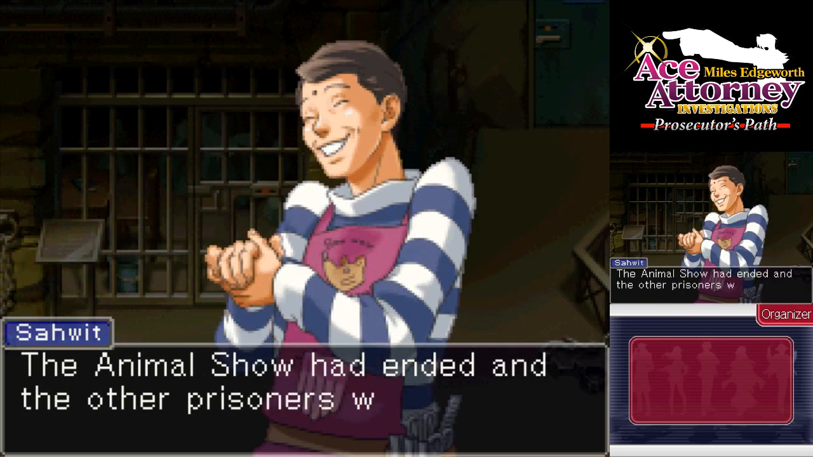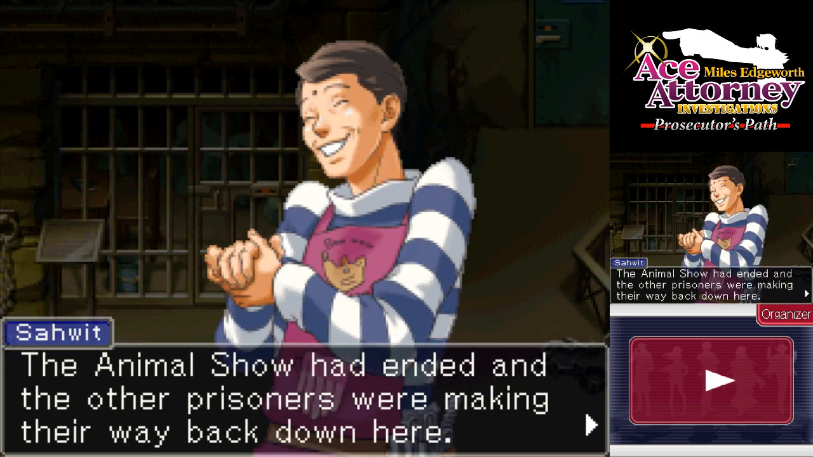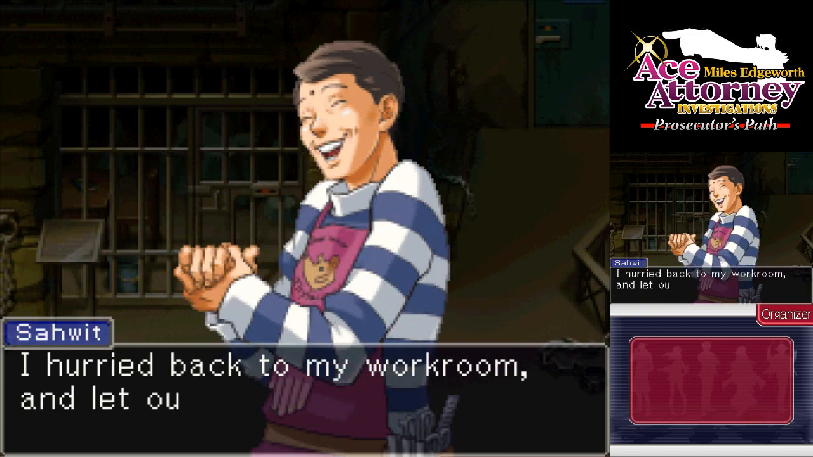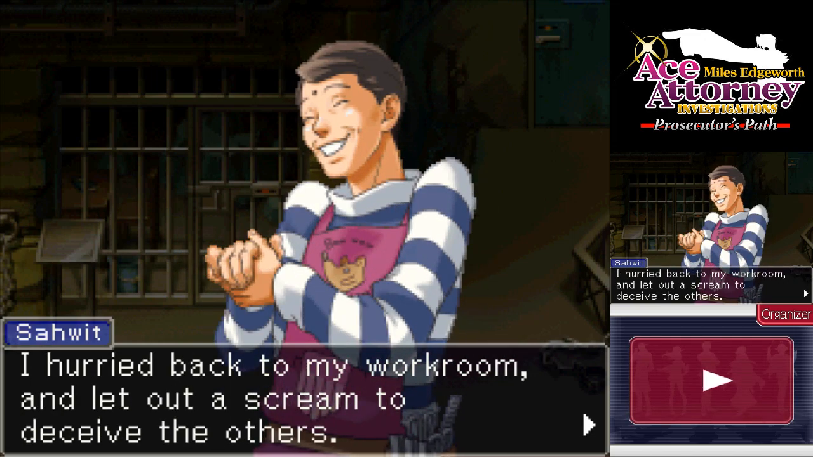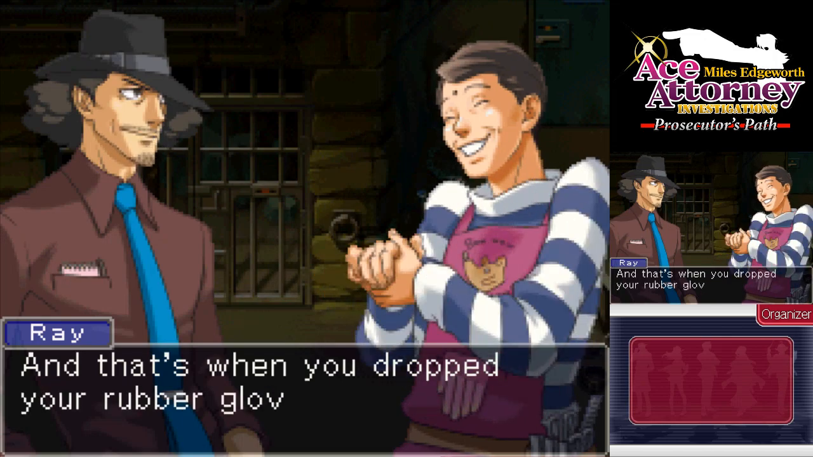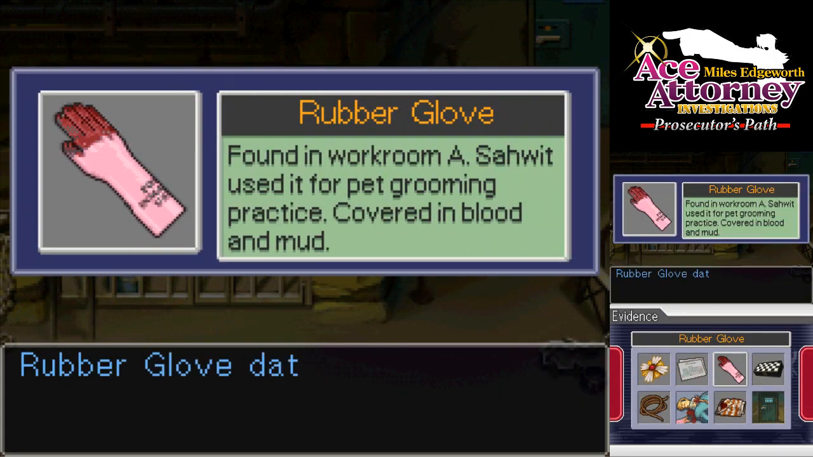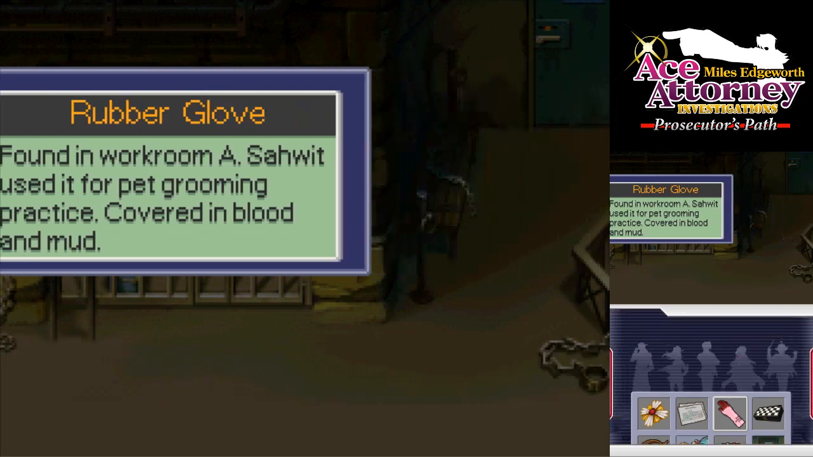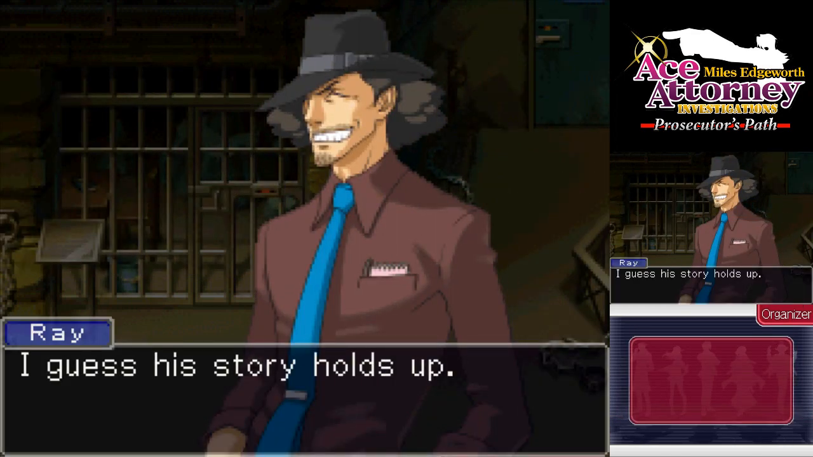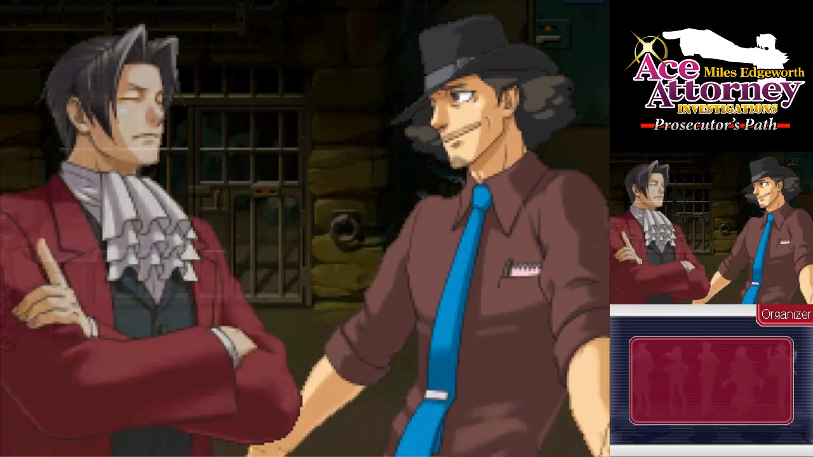The animal show had ended and the other prisoners were making their way back down here. I hurried back to my workroom and let out a scream to deceive the others. That's when you dropped your rubber glove. Rubber glove data updated in my organizer. I guess this story holds up. What do you think, Miles?